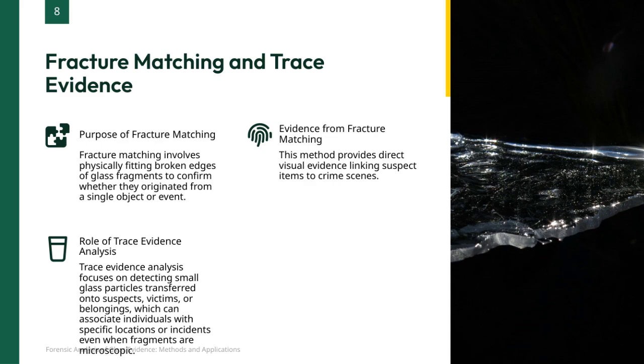they came from the same source or event. This technique gives us direct visual proof that can link a suspect's item to a particular crime scene. On the other hand, trace evidence analysis looks for tiny glass particles that might have been transferred onto suspects, victims, or their belongings. Even when these fragments are microscopic, they can connect individuals to specific places or incidents, making this approach incredibly important in investigations.